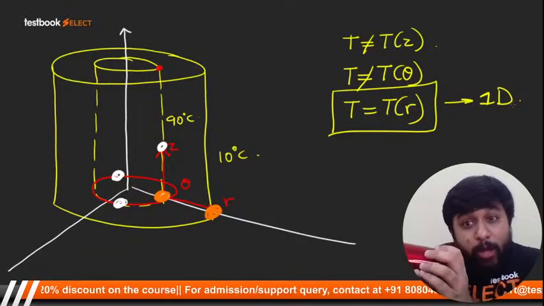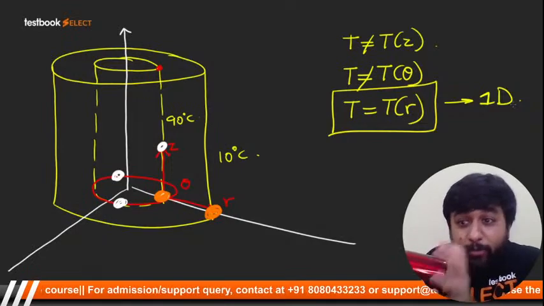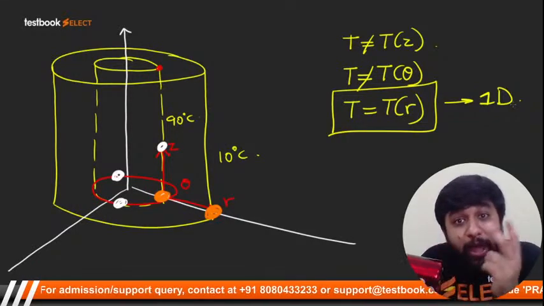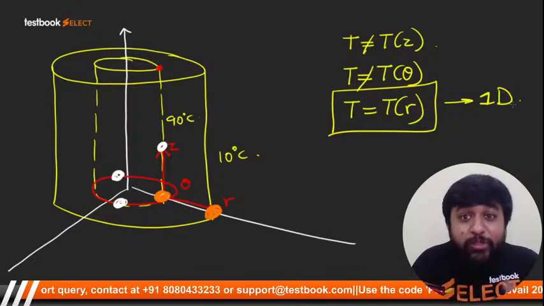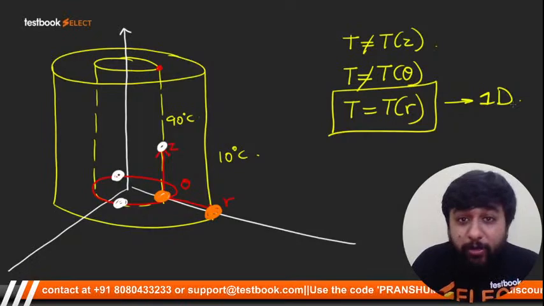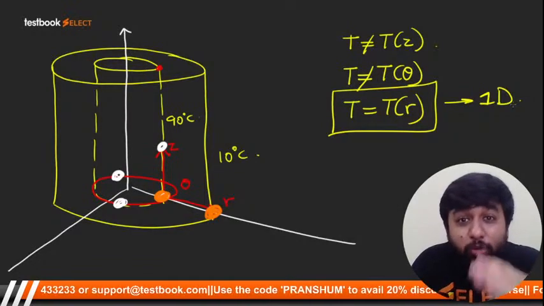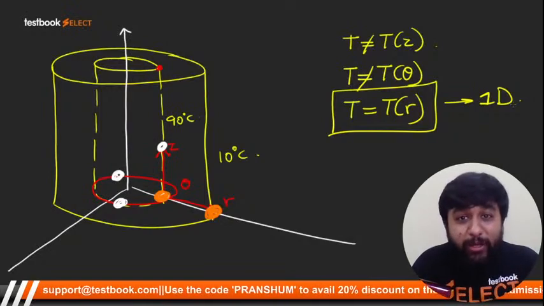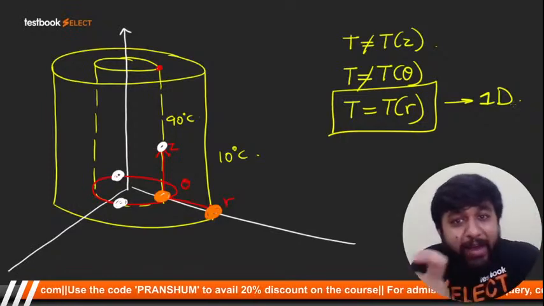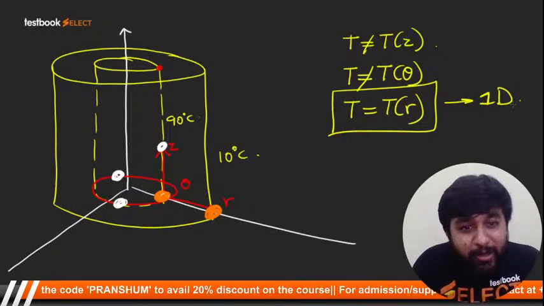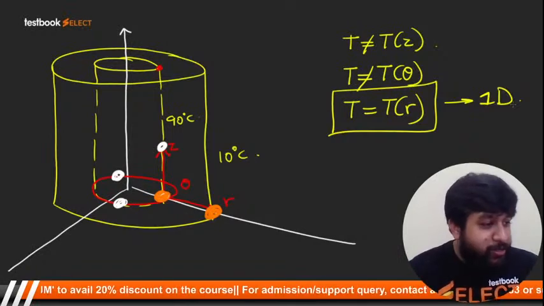But the same problem, if I describe it by cylindrical coordinate system, it will be a 1D function, and there will be only 2 variables, temperature and R. Which is more difficult to solve, 3 variables or 2 variables? I think solving 2 variables is always easy. Temperature and R, solving it will be easy. So such systems are better solved by cylindrical coordinate system.